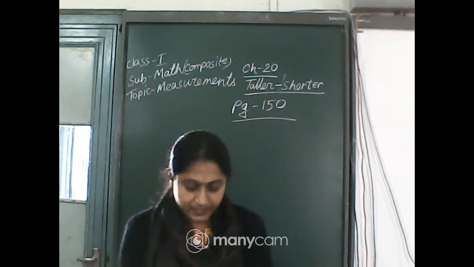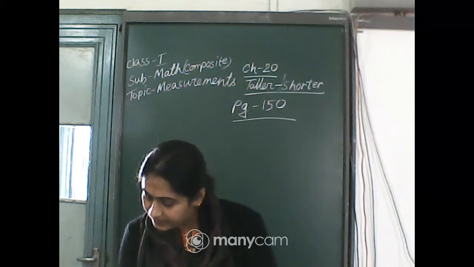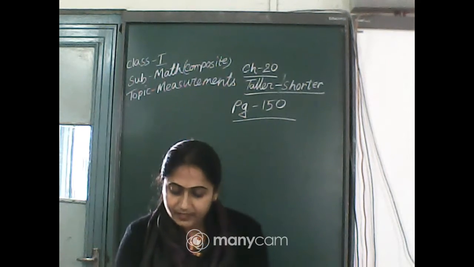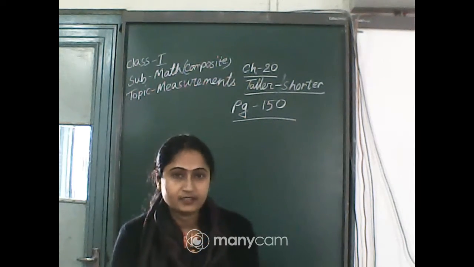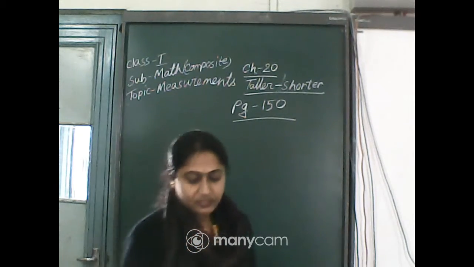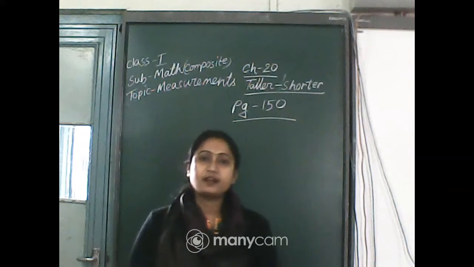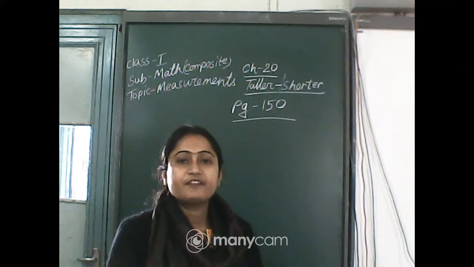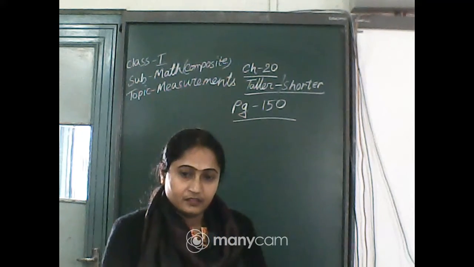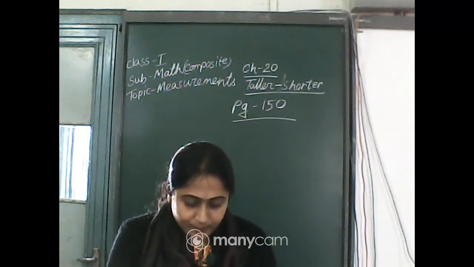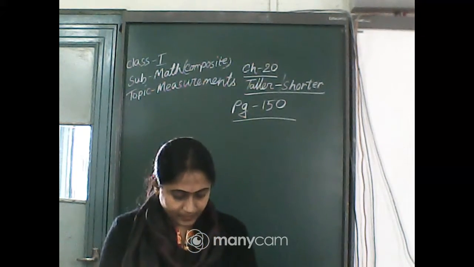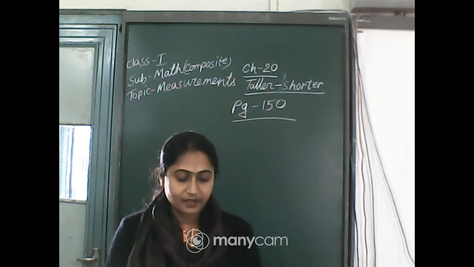In the previous class we completed till page number 149 of your math composite book: bigger and smaller, biggest and smallest. This part is completed. Today I will discuss taller and shorter, tallest and shortest. We already learned this part in the previous class from our math magic book, right? And I have shown an example also. Today we will practice from our math composite book.